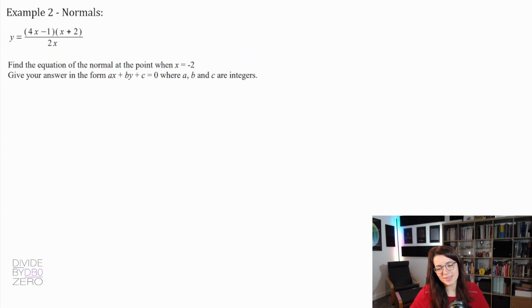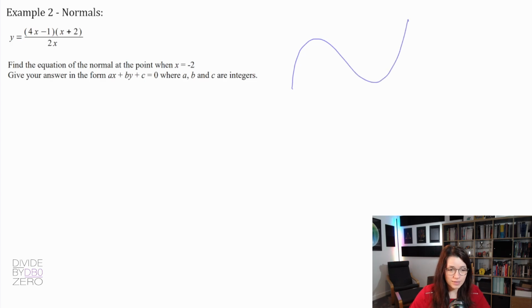Example 2, and this example is about finding the normal. So we've got an equation for y, and then find the equation of the normal at the point when x equals negative 2. Give your answer in the form ax plus by plus c equals 0, where a, b, and c are integers. So let's think about what a normal is first.